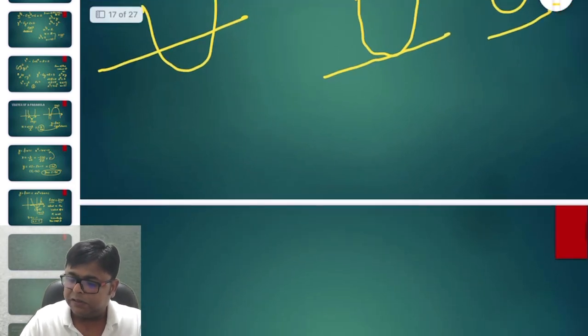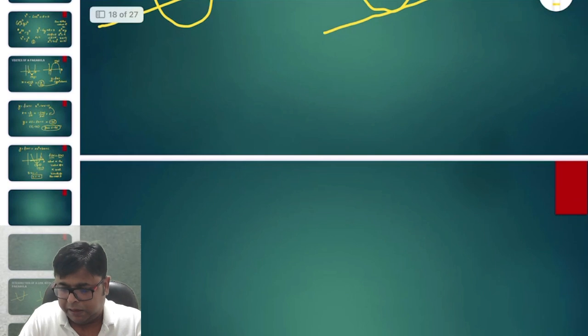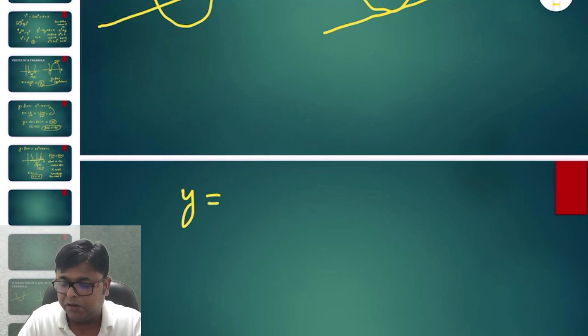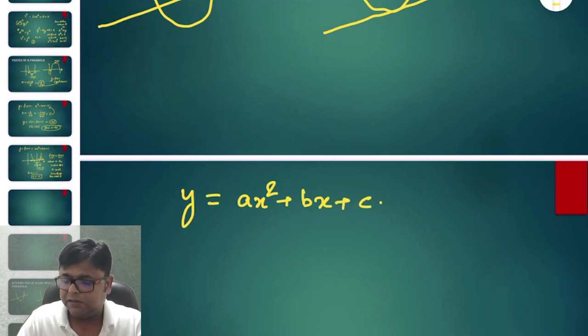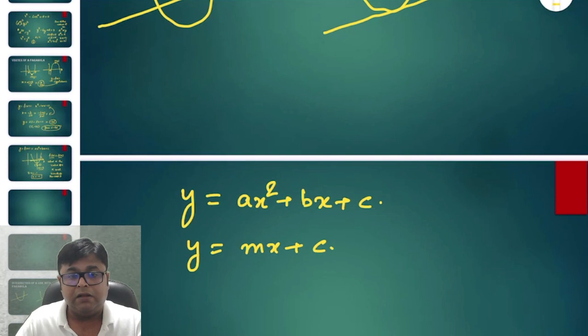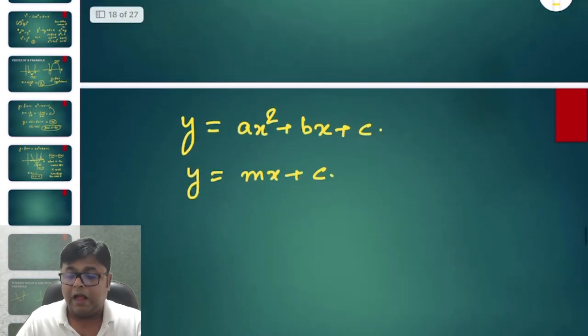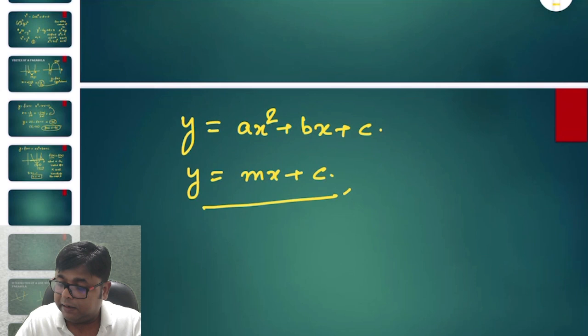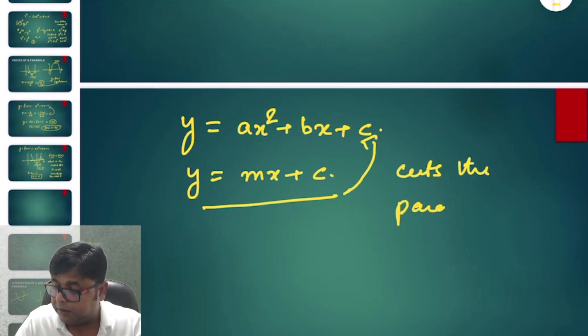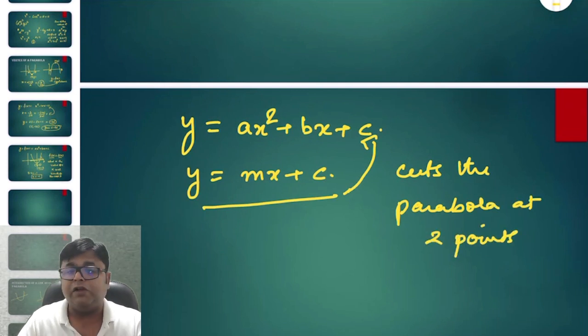So in such a case, suppose we have an equation y is equal to, any equation, ax square. Suppose I just tell you the process first, and I have an equation of a line like this, right? So if I say that this line cuts the parabola at 2 points, so 2 points of intersection are there.